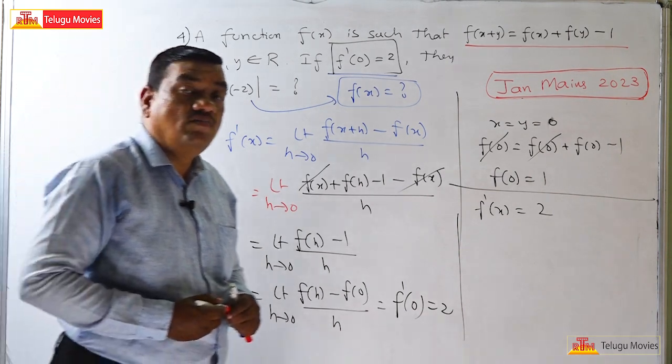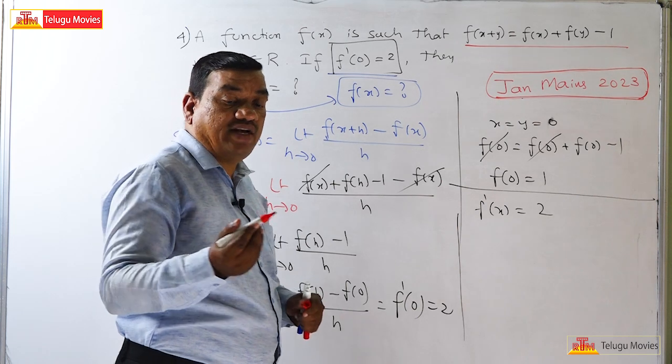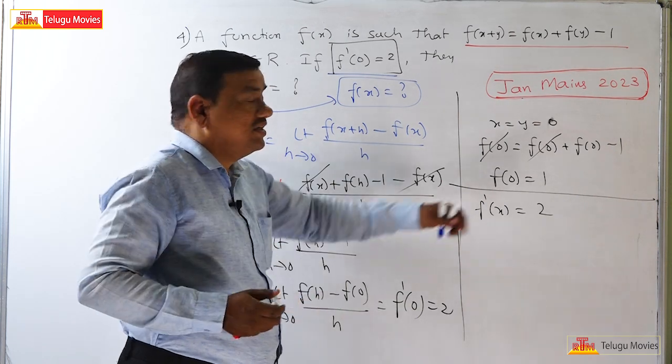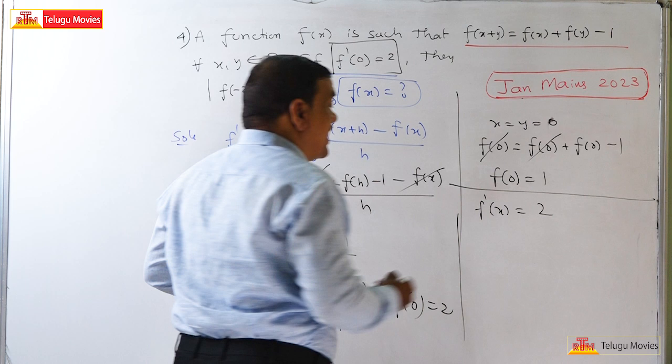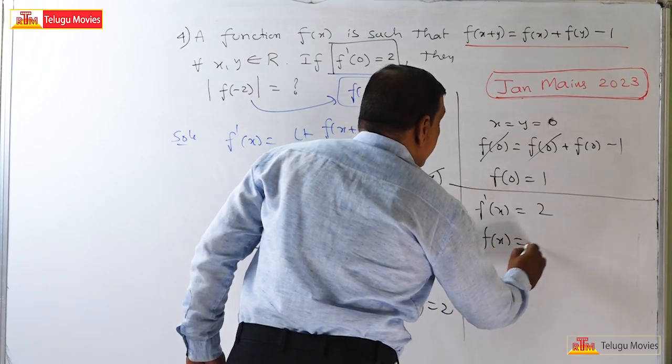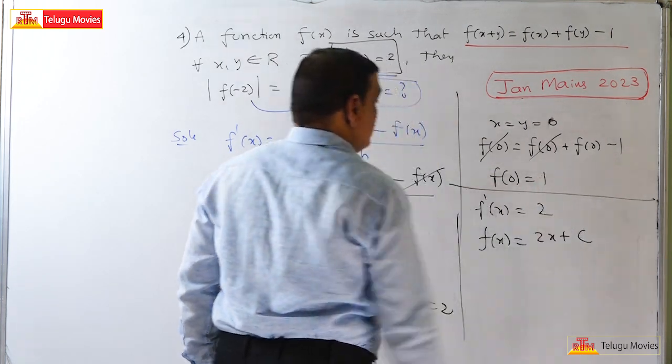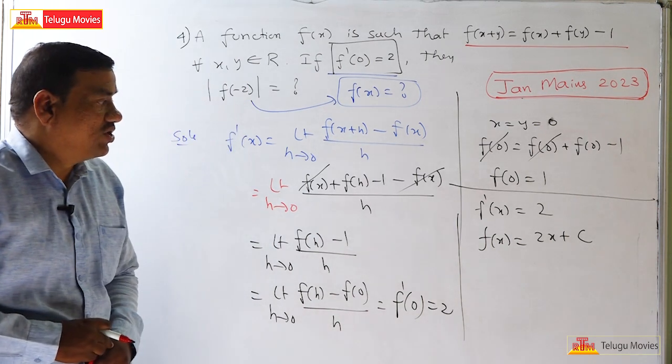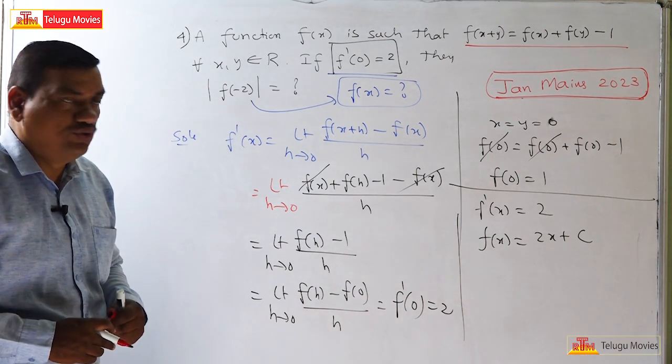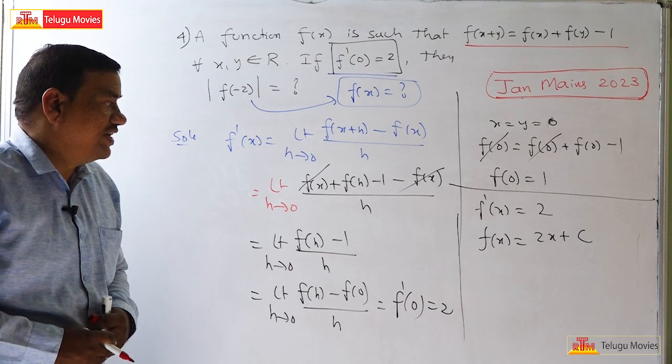Integrate with respect to x on both sides. So the integration and the differentiation will cancel. So f of x is equal to 2x plus c, where c is a constant of integration. The integration of 2 is 2x.